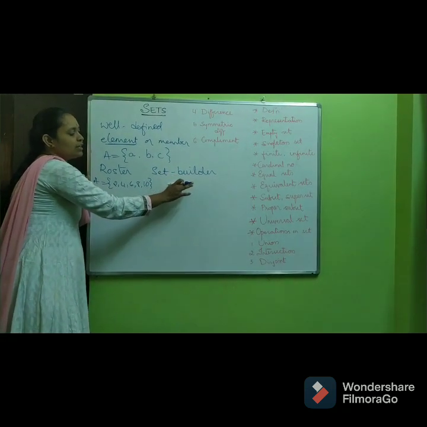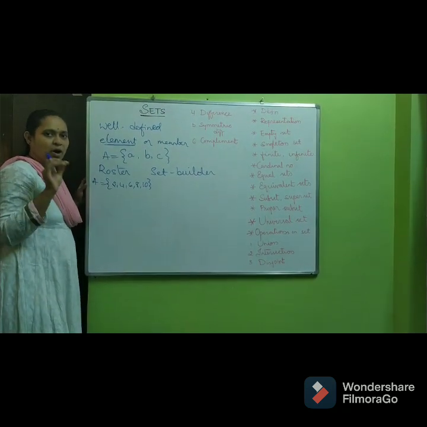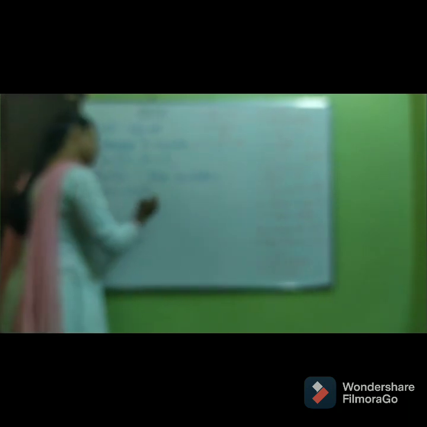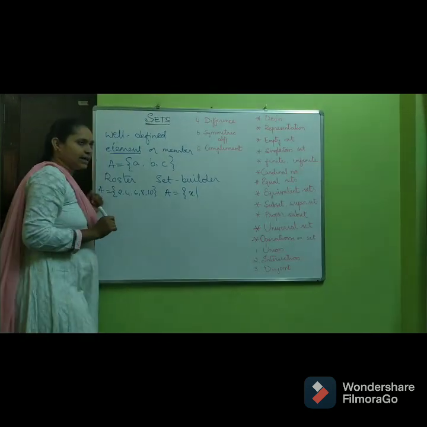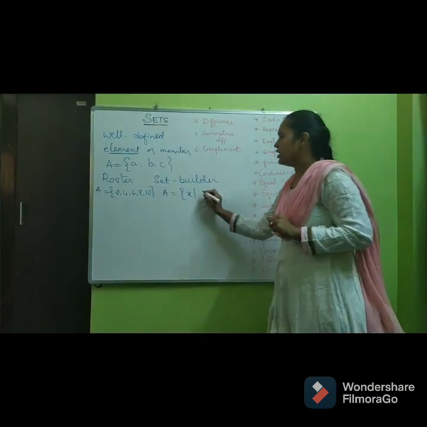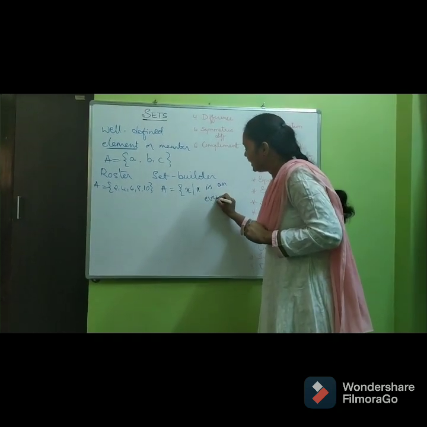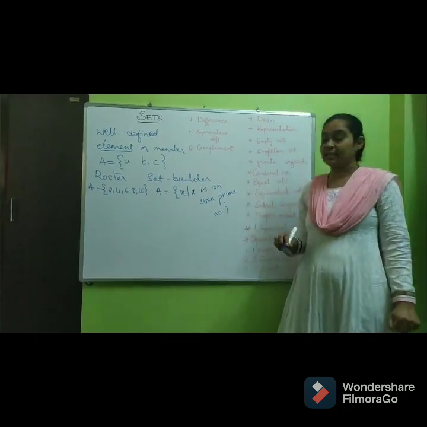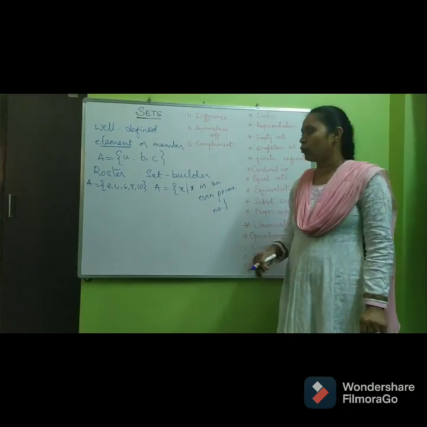Set builder form means we are not interested in listing the elements. We write here the special property or some rule which every element obeys. For example, A is equal to the set of even numbers less than 10, or else I can write like this: {x such that x is an even prime number}. See, here I am not telling which is the set. I am telling the property which the elements are going to follow.